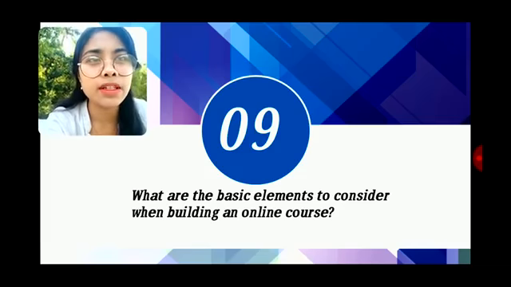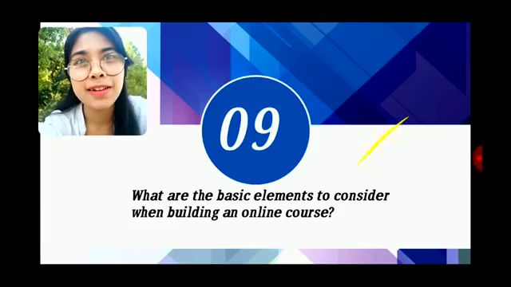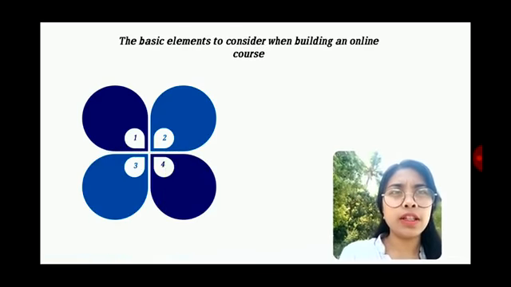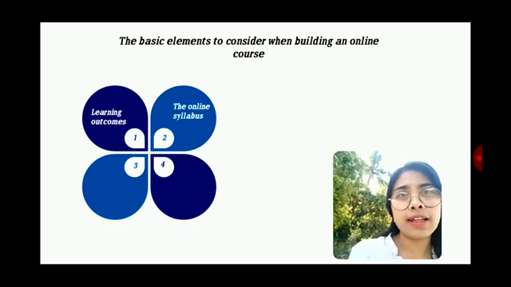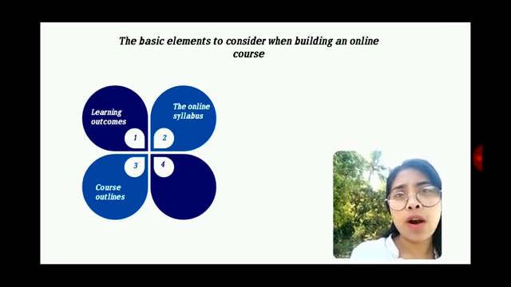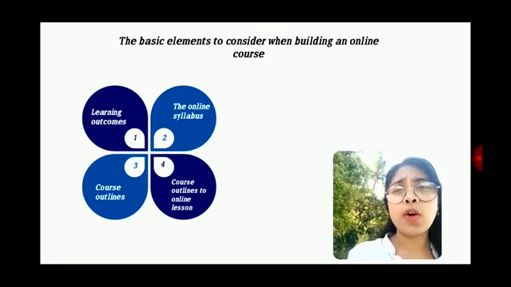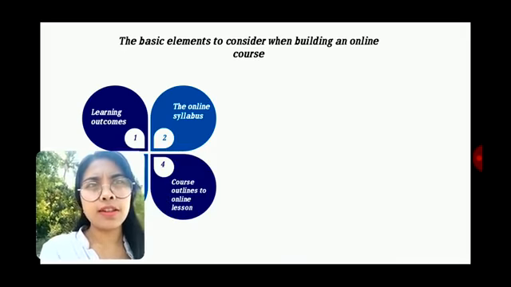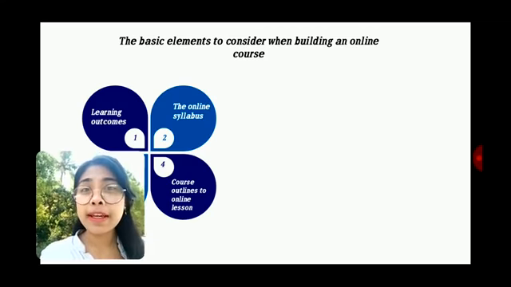The next question is, what are the basic elements to consider when building an online course? Let's check this out. There are 4 elements that should be considered to build an online course. The first is learning outcomes. The second is the online syllabus. The third one is the course outline. And the fourth one is from course outline to online lessons. These are the basic elements to build an online course.